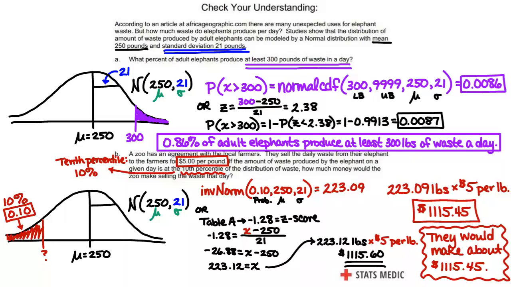So you can do this one of 2 different ways. In purple is how I type, is what I would show. That's the work that I would show if I'm using my graphing calculator to calculate it. And the work in black is if I was using table A.